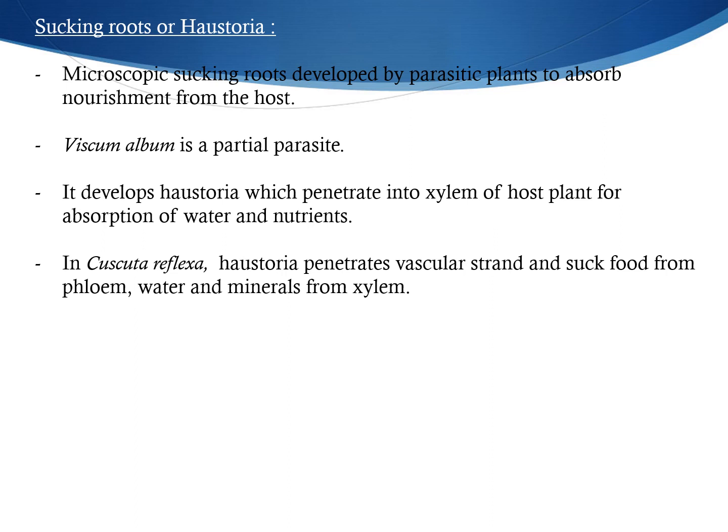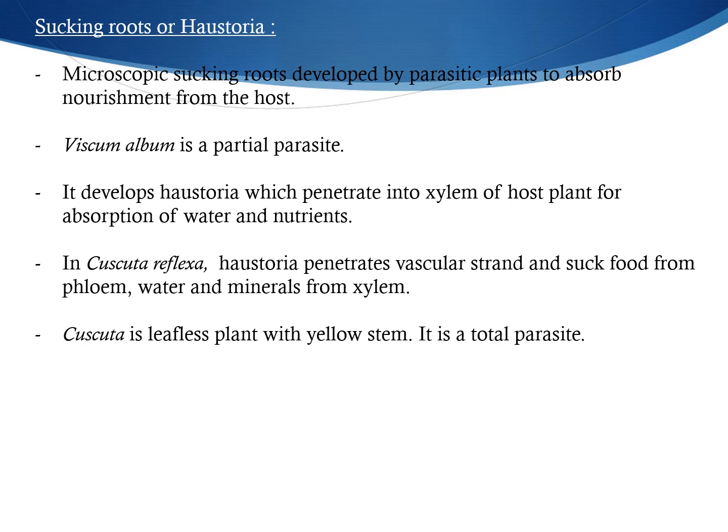In Cuscuta reflexa, haustoria penetrate the vascular strand and suck food from phloem, and water and minerals from xylem. Cuscuta is a leafless plant with yellow stem. It is a total parasite. Total parasite means it is completely dependent upon the host for its nourishment.